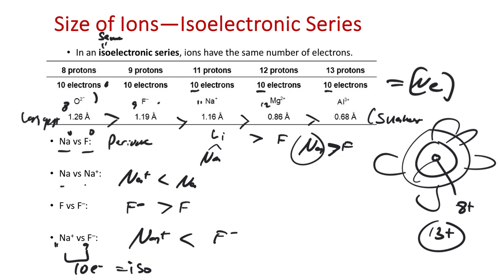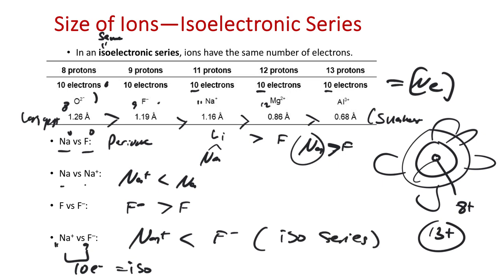Uncharged, sodium's a lot bigger than fluorine. But as soon as you take an electron off of sodium and maybe give it to fluorine, fluorine becomes bigger and sodium becomes smaller, such that now sodium is smaller as a cation than fluorine is as an anion. And so for this, we have to use the isoelectronic series.